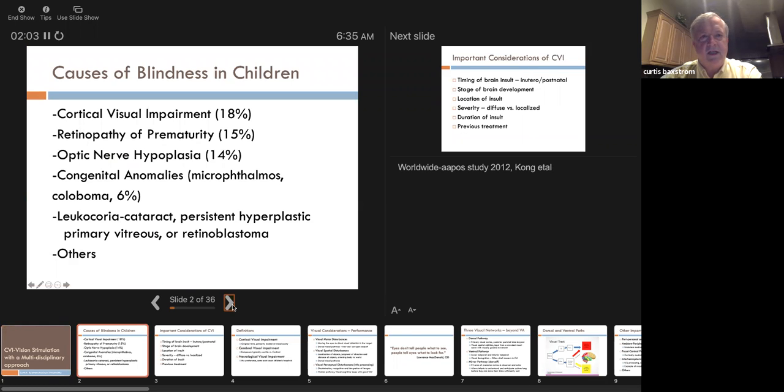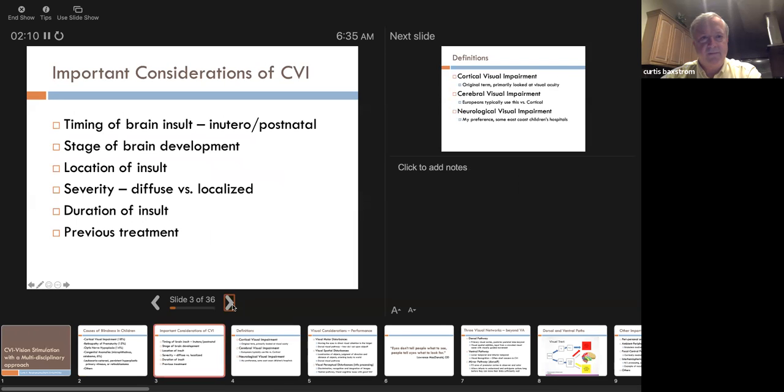First of all, just remember that cortical visual impairment is one of many different causes of blindness, and therefore differential diagnosis is very critical. Important considerations about CVI are the time of the brain insult, the stage of brain development, the location of the insult, and the severity. All these factors would be helpful for us. But unfortunately, a lot of this information we do not know and has not been documented through an MRI or a CT scan.